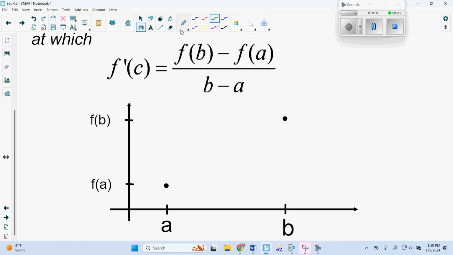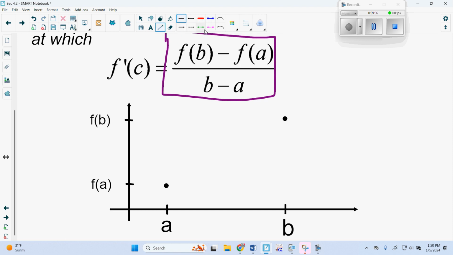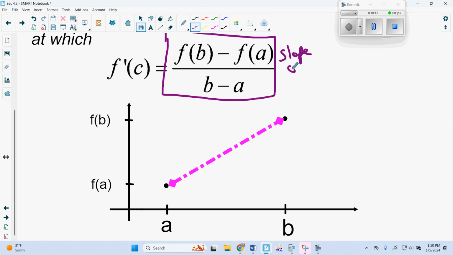So first off, I want to look at this side of the formula. You have f of b minus f of a all over b minus a, and that right there is basically the slope of that line. We're going from the y-coordinate f of b minus the y-coordinate f of a, divided by b minus a, these subtracting x-coordinates. So that is the slope.